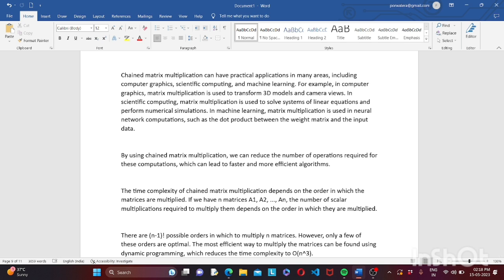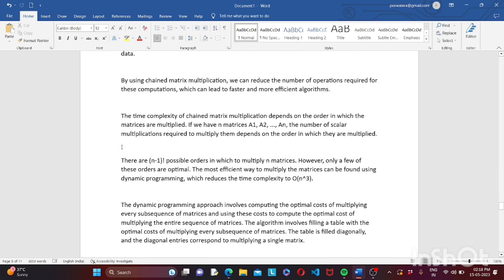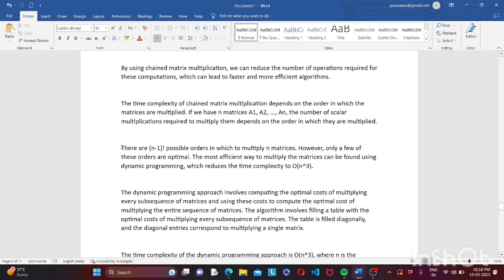So in many areas including computer graphics, scientific computing and machine learning. For example, in computer graphics, matrix multiplication is used to transform 3D models and camera views. In scientific computing, matrix multiplication is used to solve systems of linear equations and perform numerical simulations. In machine learning, matrix multiplication is used in neural network computations, such as the dot product between the weight matrix and the input data. By using chained matrix multiplication, we can reduce the number of operations required for these computations, which can lead to faster and more efficient algorithms.